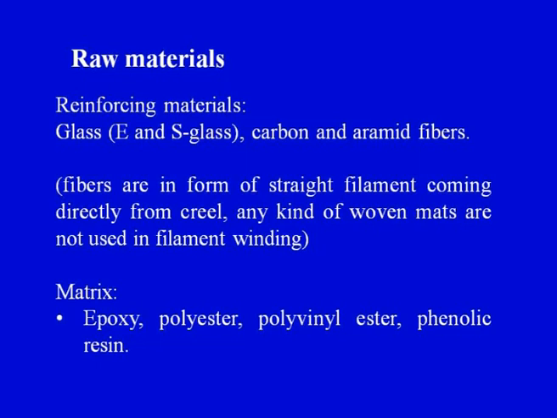Now, what type of matrix materials can be used? The matrix can be an epoxy matrix, a polymer matrix; we can use polyvinyl ester, phenolic resin. So, there are different types of matrices like epoxy, polyester, polyvinyl ester, phenolic resin, and these resins would be used in the resin bath. The fibers would be impregnated and finally wound over the rotating mandrel, and we can control the winding pattern and the fiber orientation whatsoever we want.